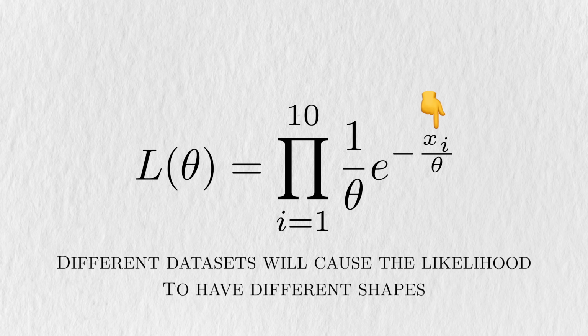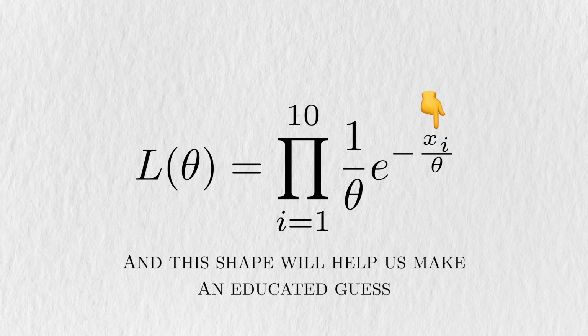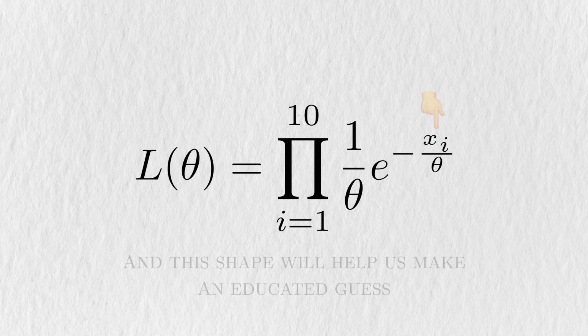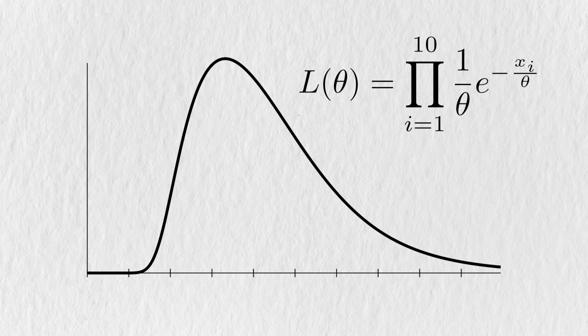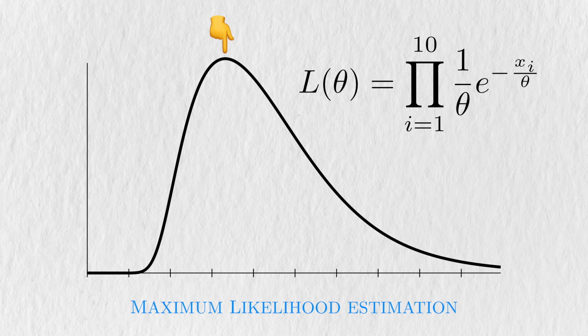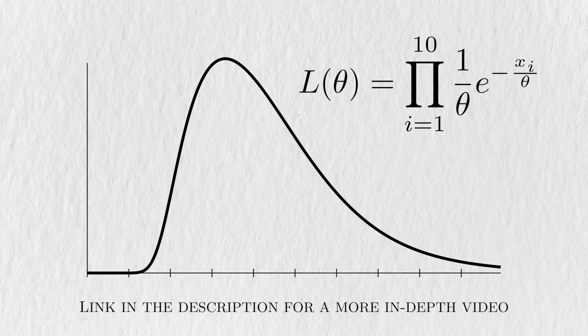Different datasets will cause the likelihood to take different shapes, and this shape is going to help us make an educated guess for the parameter theta. You already might be able to guess how we do that. After constructing the likelihood based on the data we collect, we can pick the value that maximizes it as our guess for the true value of theta. This entire process is called maximum likelihood estimation, and it's a fundamental method in statistics. While I can't do it full justice here, I've put a link to a more dedicated video in the description.